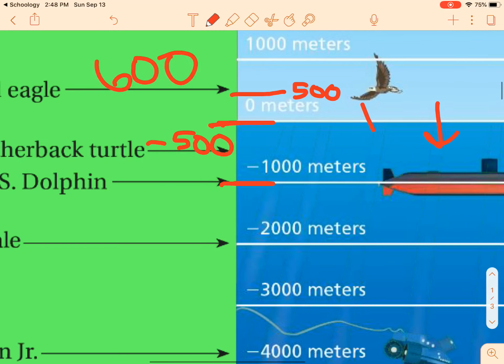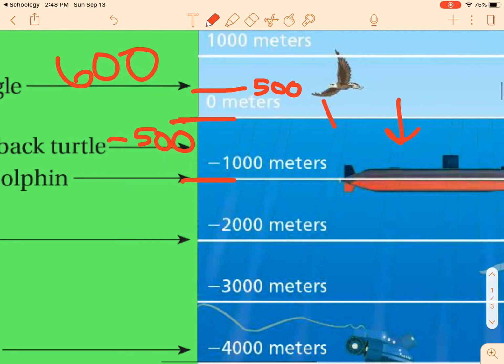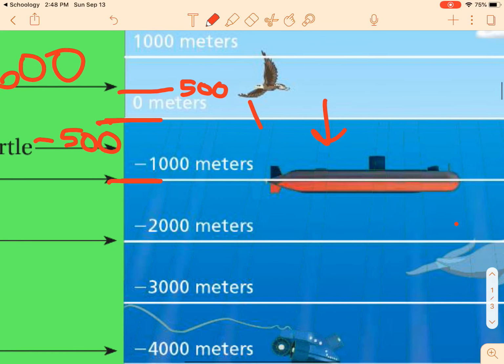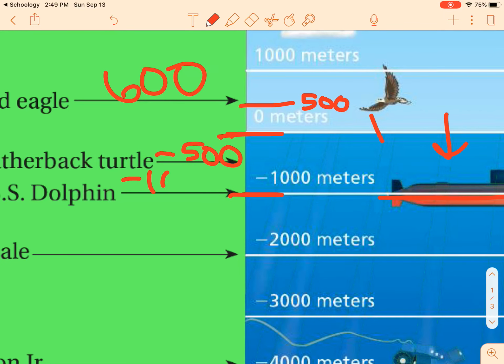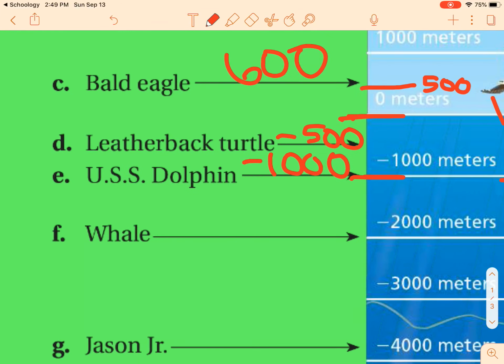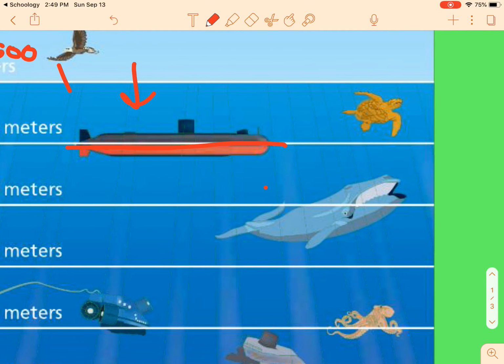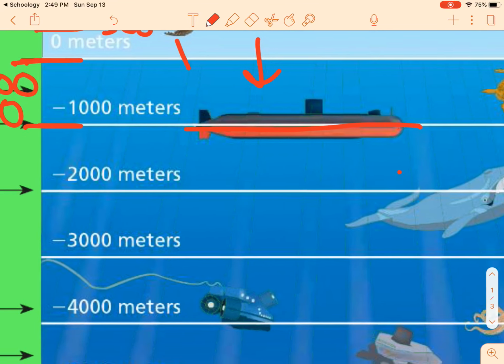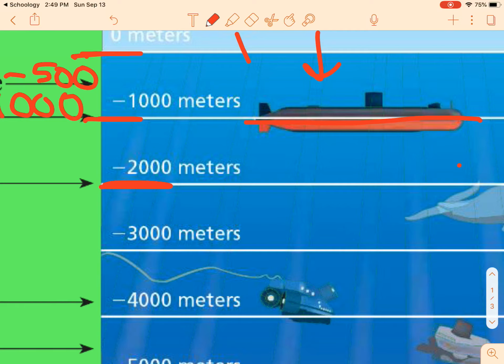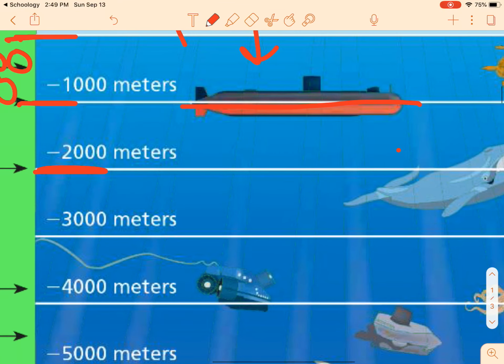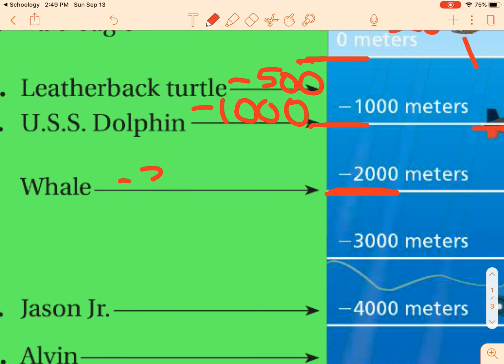Alright, let's look at the USS Dolphin. The USS Dolphin is right on the line, so I would say that's negative 1,000 meters. Letter F, we're looking at our whale. What do you think? I would say the part that's most important is at about 2,000, so I would say that is at negative 2,000.